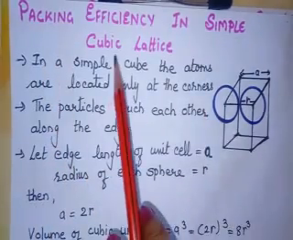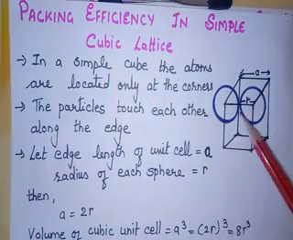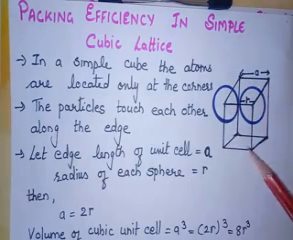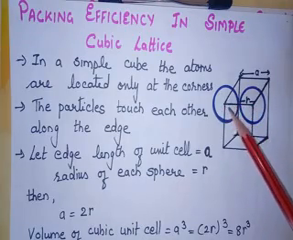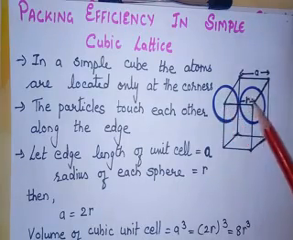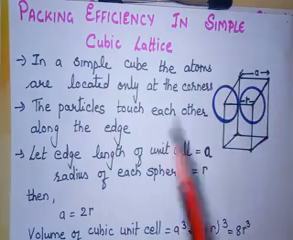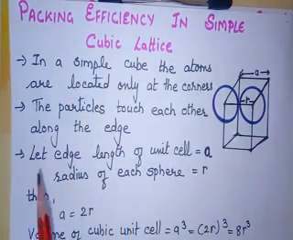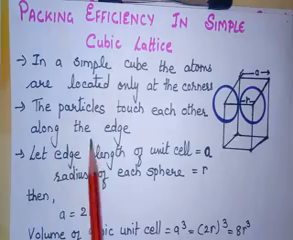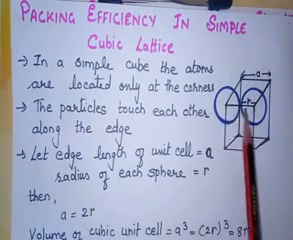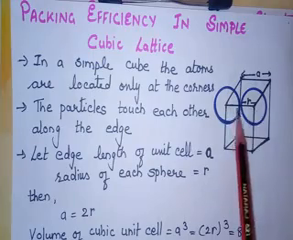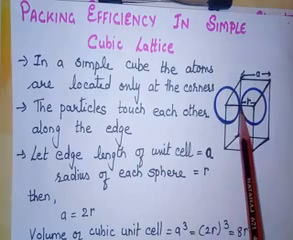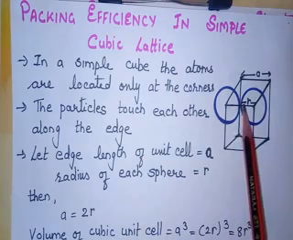Packing efficiency in a simple cubic lattice. Now this is a simple cube, you are familiar, the particles, that is the spheres or atoms, will be at the corners. For your convenience and easy understanding, I have drawn only 2 atoms at the corners. In a simple cube, the atoms are located only at the corners. The particles touch each other along the edge. So these are the 2 particles which I have shown you for calculations, and they are touching each other along the edge.